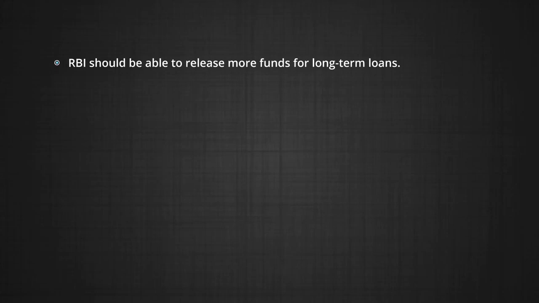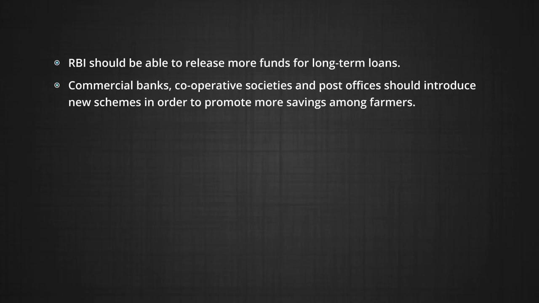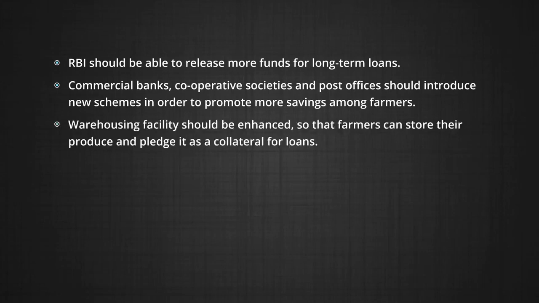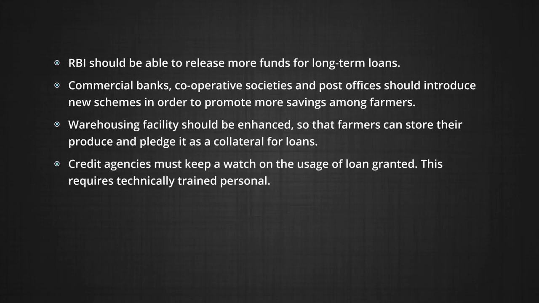RBI should be able to release more funds for long-term loans. Commercial banks, cooperative societies and post offices should introduce new schemes in order to promote more savings among farmers. Warehousing facility should be enhanced so that farmers can store their produce and place it as a collateral for loans. Credit agencies must keep a watch on the usage of loan granted. This requires technically trained personnel.